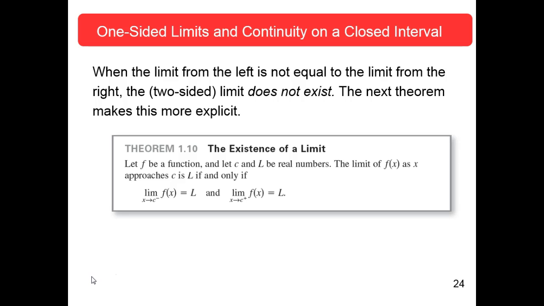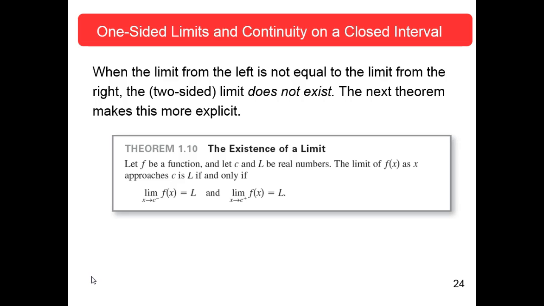So the theorem then reverses that and says, on the existence of a limit: let f be a function, and let c and L both be real numbers. Then the limit of f of x as x approaches c is L if and only if the limit as x approaches c from the left is L, and the limit of f of x as x approaches c from the right is also L. So they have to be the same.